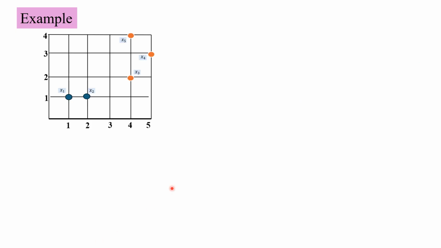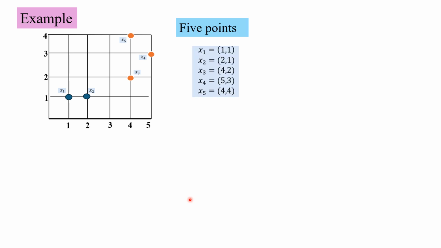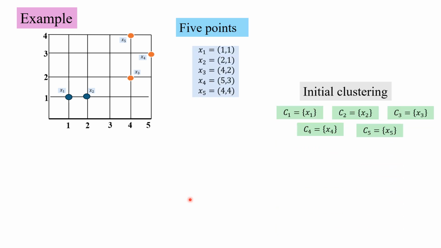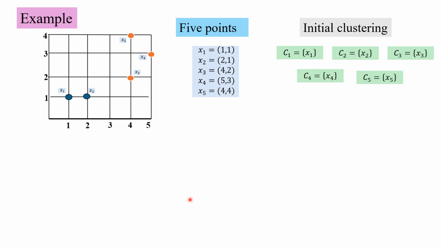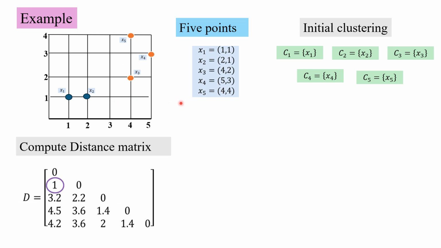So we take an example which has just 5 points. As we can see, the 5 points and their coordinates, a 2D example. So the initial clustering, see C1 is equal to X1, we have 5 clusters. In the initial clustering, we have all the 5 points individually in their own cluster. So this is the distance matrix computed by the Euclidean distance measure.